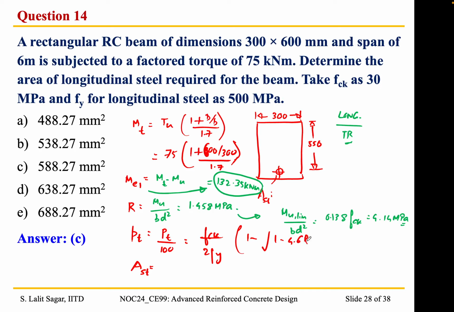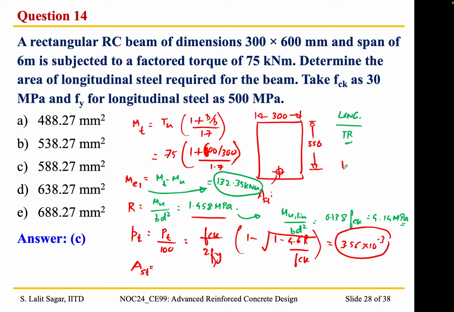Pardon me, it is going downwards, but I hope it is legible and you can see it. So when we plug the value of R as 1.458, and fck as 30 MPa and fy as 500 MPa. Here we are dealing with flexure, so we can take it as 500. Only when we are dealing with shear, we need to limit the value of fy to 415 MPa. So I got the value of Pt by 100 as 3.56 into 10 to the power minus 3.